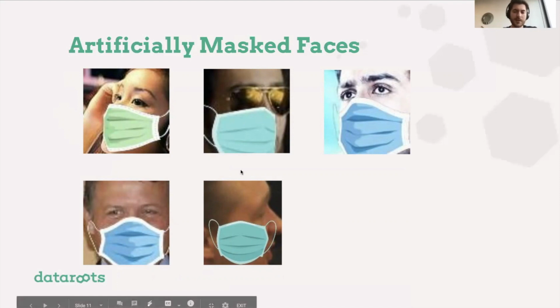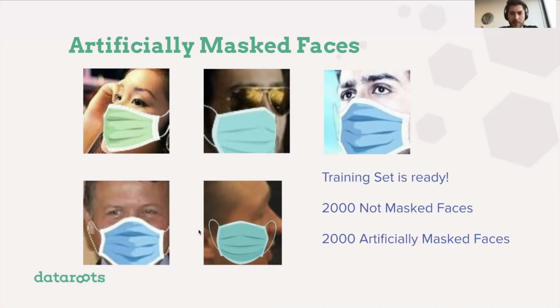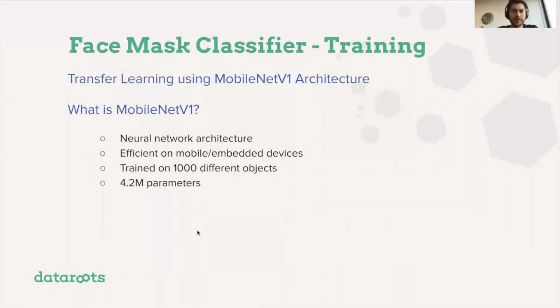But in this case, the last one, the performance is very bad because the person is really from the side profile. So that's why it didn't work well. But overall, the performance was good enough. So now our training set is ready. We now have 2,000 not masked faces and 2,000 artificial masked faces. So we are ready to train our algorithm.